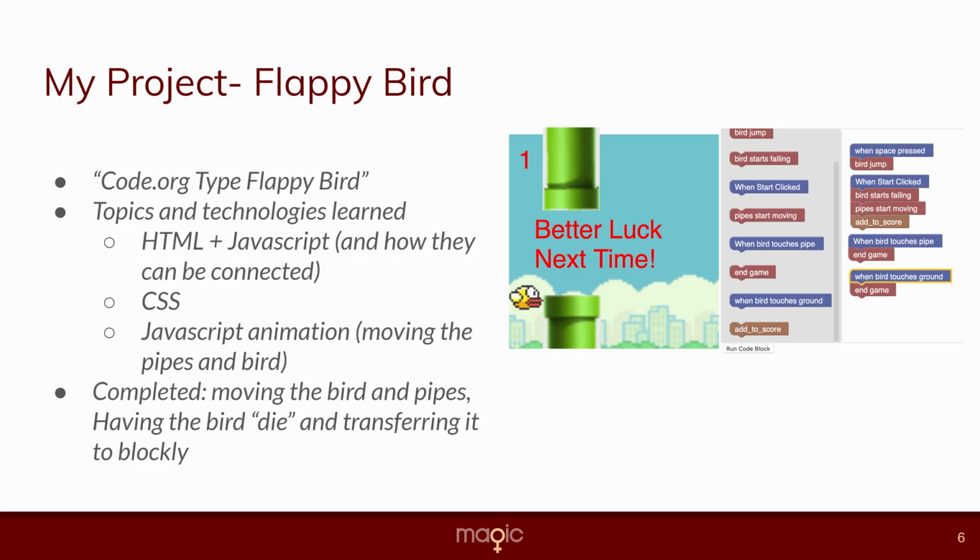Okay, so this is my first project, and it's a Flappy Bird game. If you don't know what Flappy Bird is, basically the pipes are moving towards the left, and the bird is moving downwards, and you press space to move the bird up, and you're trying to get the bird through as many pipes as possible without touching the pipes or touching the ground.